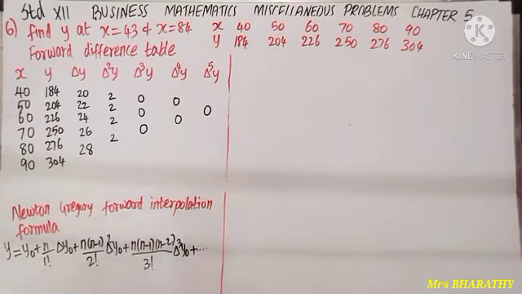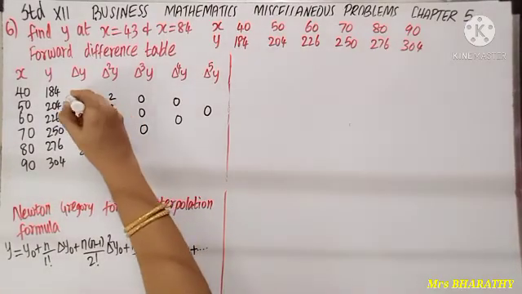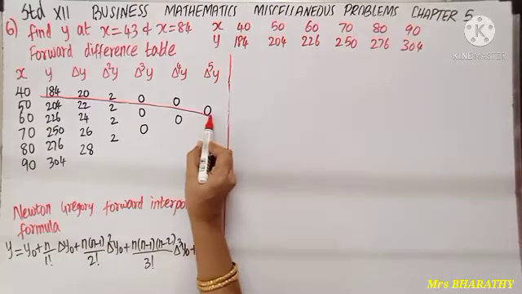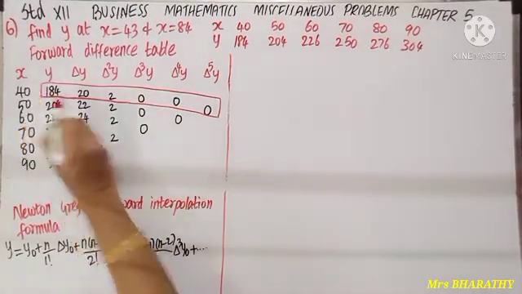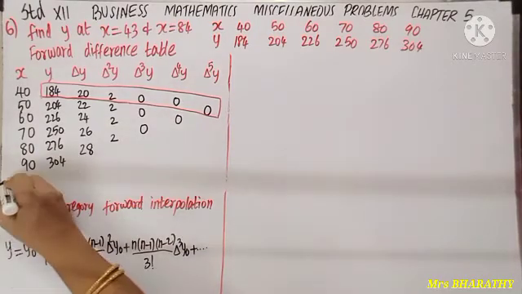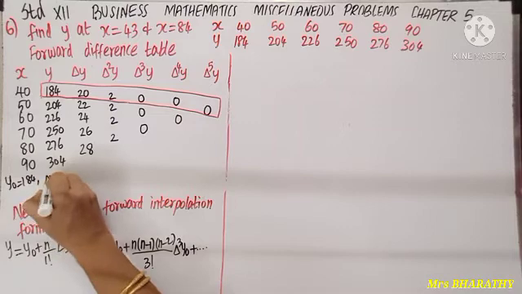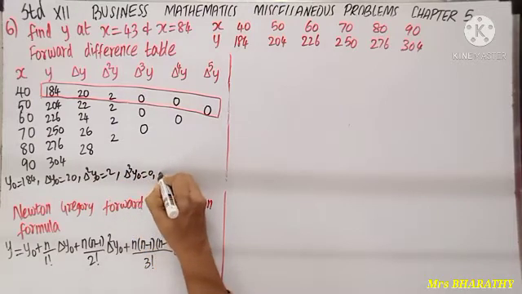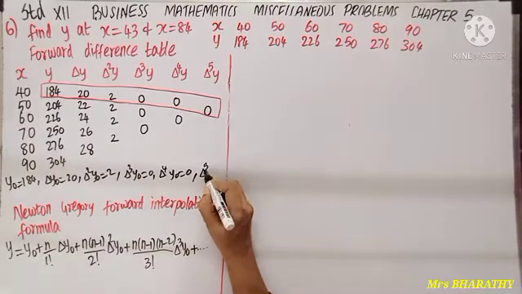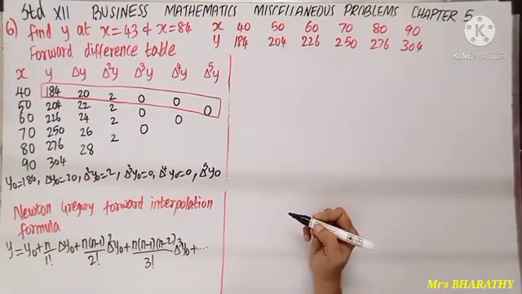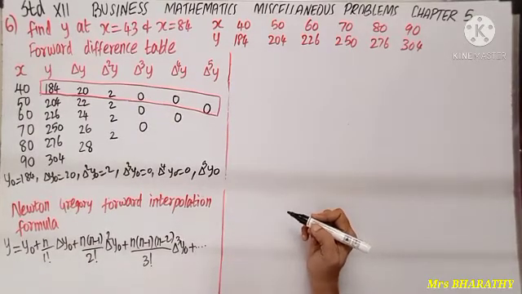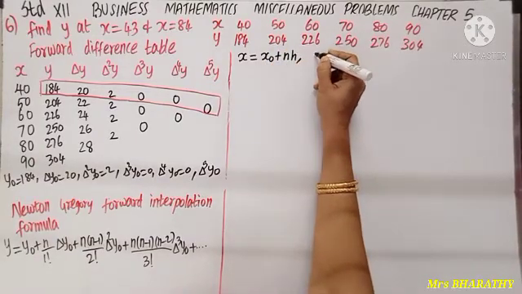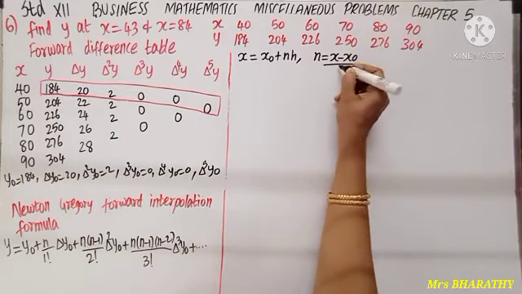As I look at the table, let me box the very first values for y0, del y0, del square y0, del cube y0 up to del power 5 y0. So the values, let us tabulate: y0, del y0, del square y0, del cube y0, del power 4 y0, del power 5 y0. As we recall the interpolation formula by Newton Gregory, find out x. What is the formula? It is x0 plus nh, or I can write n is equal to x minus x0 by h.